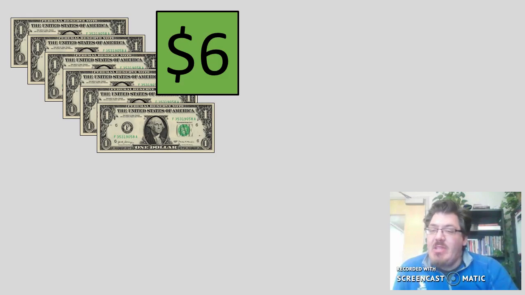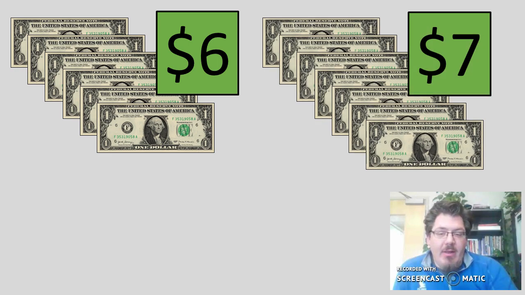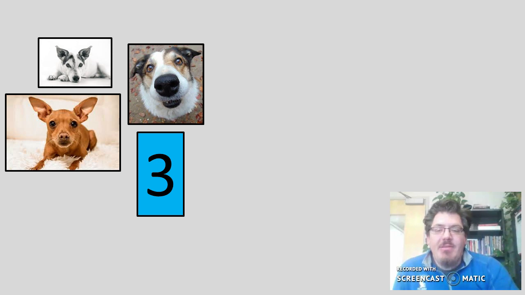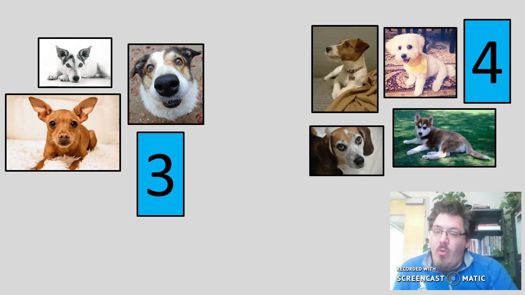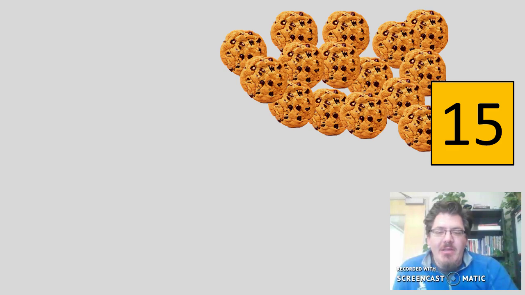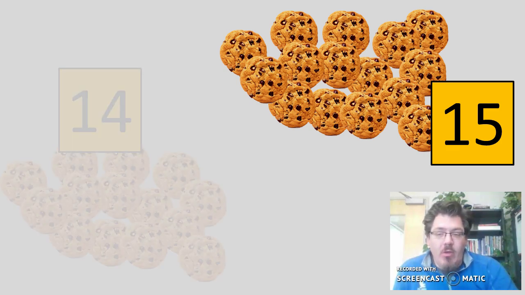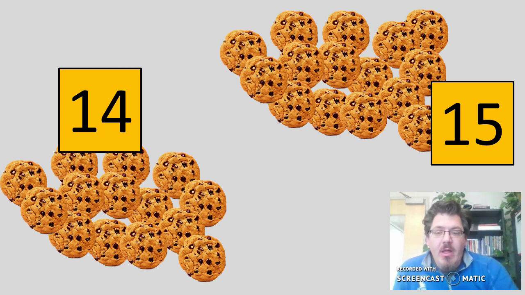The final part of this standard deals with recognizing that each successive number is one larger than the previous number. If I have $6 and you have $7, then you have one more dollar than me. If Bob has 3 dogs as pets, but Sam has 4 dogs, then Sam has one more dog than Bob. By the same token, if 15 cookies are on the counter and you eat 1, leaving only 14 cookies on the counter, then there is 1 less cookie since 14 is 1 smaller than 15.